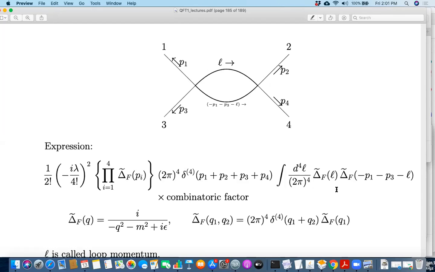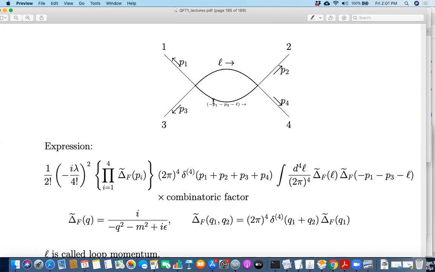What do you integrate? You integrate what you would normally count as a contribution to a Feynman diagram. So let's see: 1 over 2 factorial, because it's of order lambda squared, there are two internal points. Then minus i lambda over 4 factorial, squared, because each of these internal points gives a minus i lambda over 4 factorial. These factors are the product of propagator factors for P1, P2, P3, P4. These I can take out of the integral because these do not depend on L.